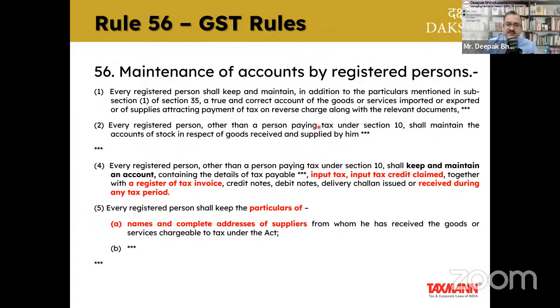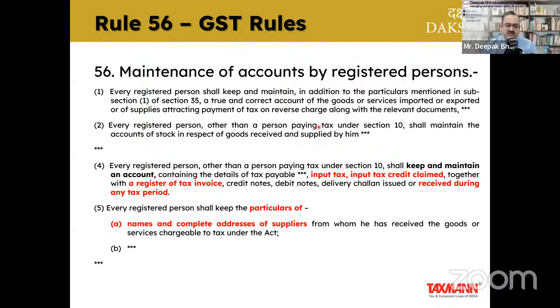So a tax invoice can be issued by a supplier where the supply is, first of all, taxable. There has to be a levy on those supplies. Tax has to be charged, and again, that supplier must not be a composition supplier. So it only talks about a tax invoice register. But this is very crucial, this Rule 56(5). Even if your supplies are exempt, you are getting supplies from a composition supplier, you are getting supply from an unregistered supplier.